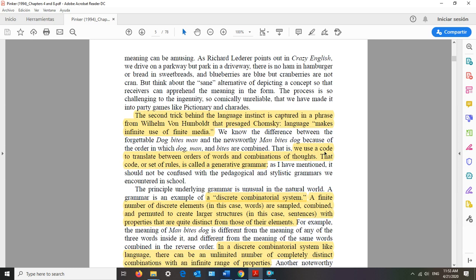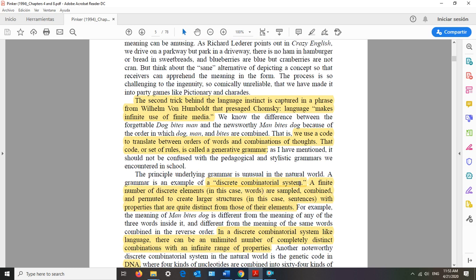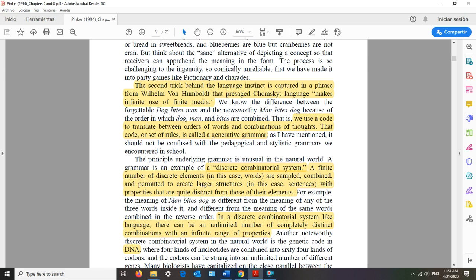And that code, the code that translates between orders of words and combinations of thoughts, is what Chomsky calls a generative grammar. That is to say, a discrete combinatorial system, discrete meaning separate from one another. There is a finite number of discrete elements, in this case words, that are sampled, combined, and permuted to create larger structures, in this case sentences, with properties that are quite distinct from those of their elements. So what a sentence ends up meaning is more than the meanings of its constitutive elements taken in isolation. It's a whole idea, a whole proposition that makes sense in itself as a unit.